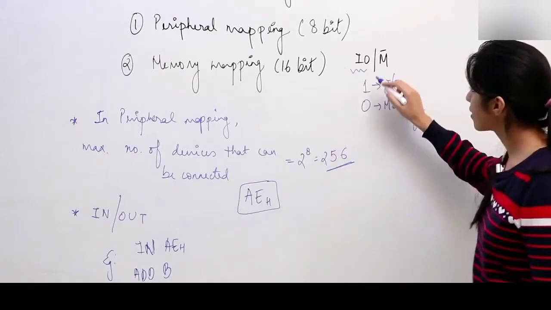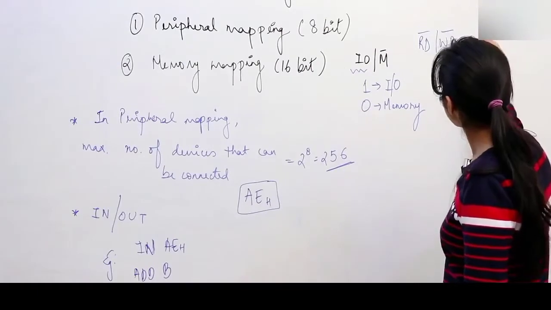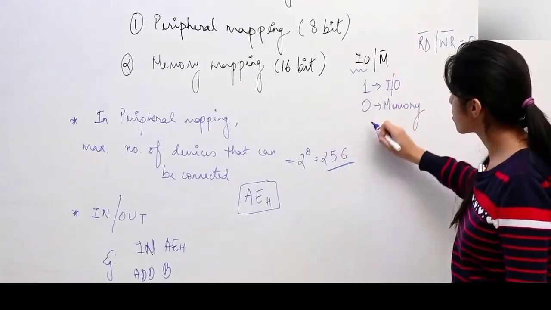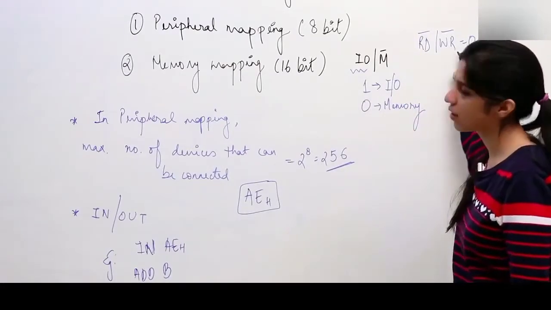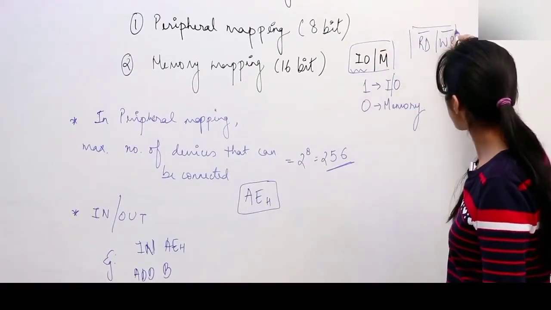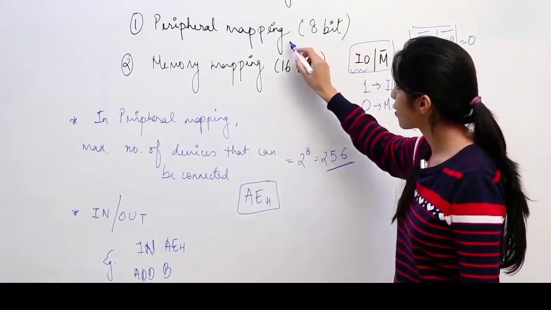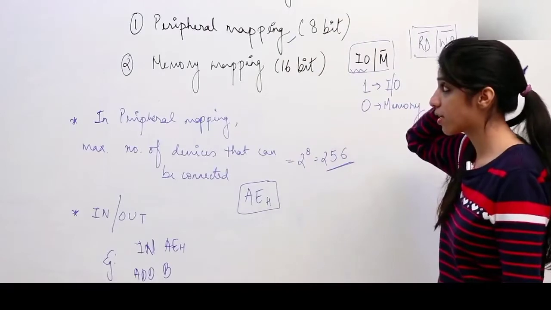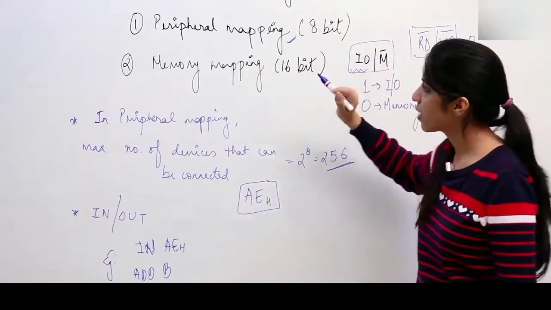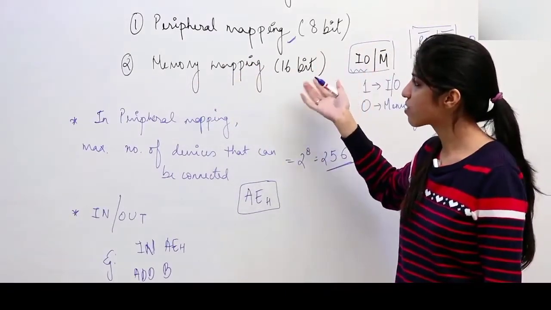So if I make this pin 1 and read bar or write bar 0, then I can read or write from the input output devices that are connected. If I make this pin 0 and read bar or write bar 0, then I can read or write from the memory. So using these pins, you can read or write from input output devices or from memory. In peripheral mapping, in input interfacing an IO device, we are going to make this IO pin 1. If we are using memory mapping, that is, if we are locating the devices as memory locations.